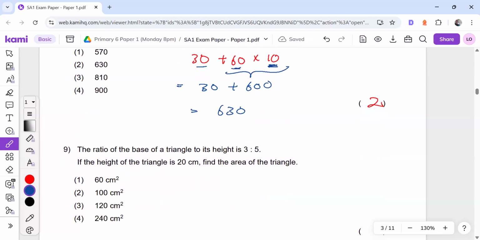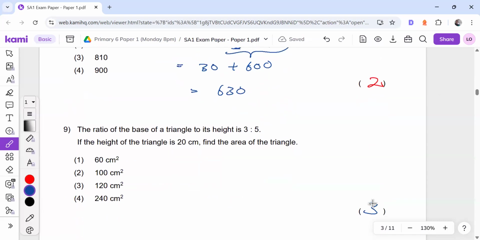Okay, let's go to the next one. Question number nine. The answer is number three. Okay, how to do this? Now, quite easy also. If the base to the height is 3 to 5, so the base is 3 units and the height is 5 units, and the height is 20 cm. So what is 5 units? 5 units is the height.